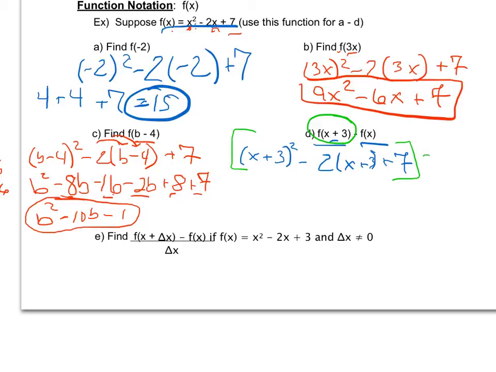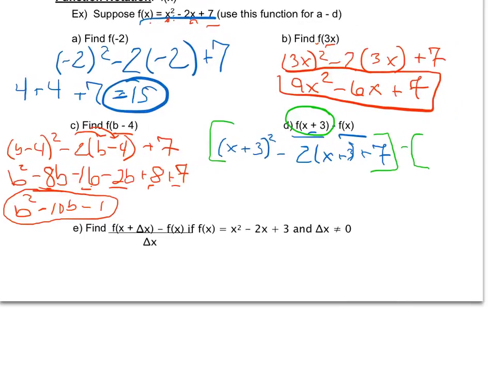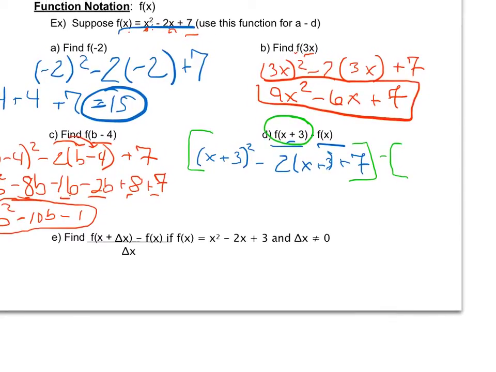From there, I'm then going to subtract my entire f of x. Well, what is f of x? Well, f of x is x squared minus 2x plus 7. So I'm going to subtract the entire x squared minus 2x plus 7.